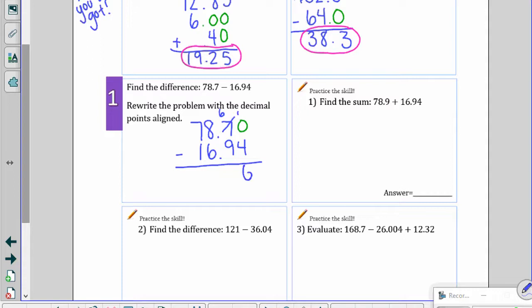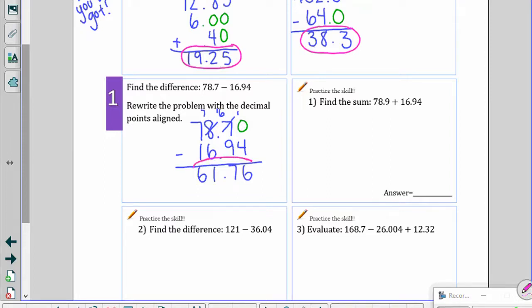And in my tenths column, 6 minus 9, I can't do that, so I'm going to need to borrow again. So I have 16 minus 9, and that is 7. In my ones column, 7 minus 6 is 1. And in my tens column, 7 minus 1 is 6. So my final answer is 61 and 76 hundredths.